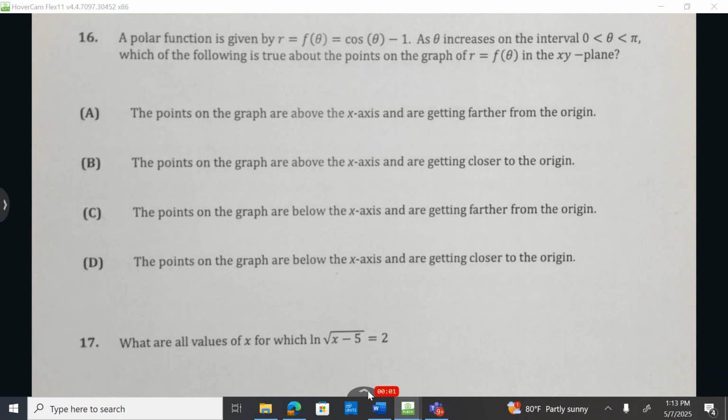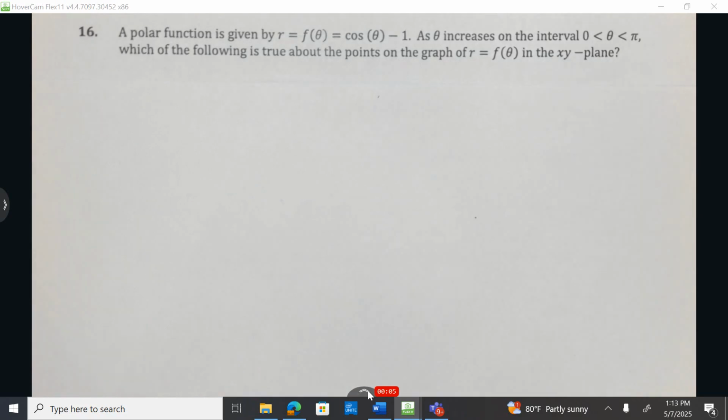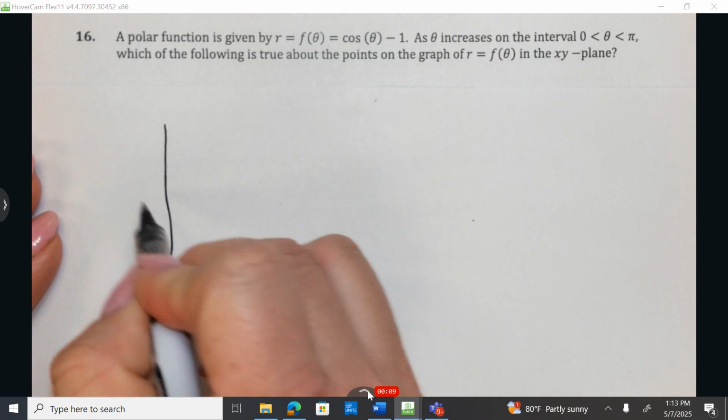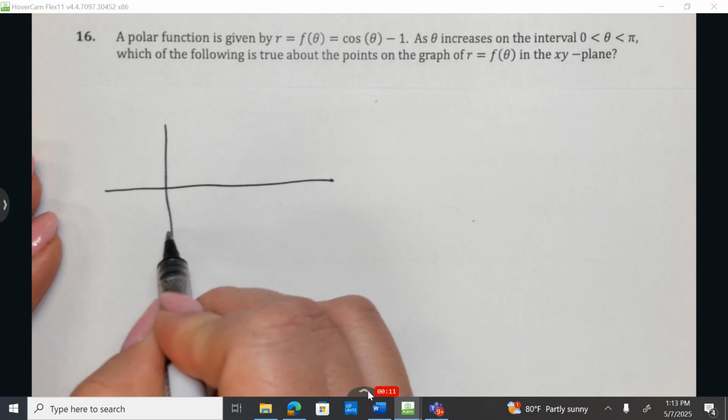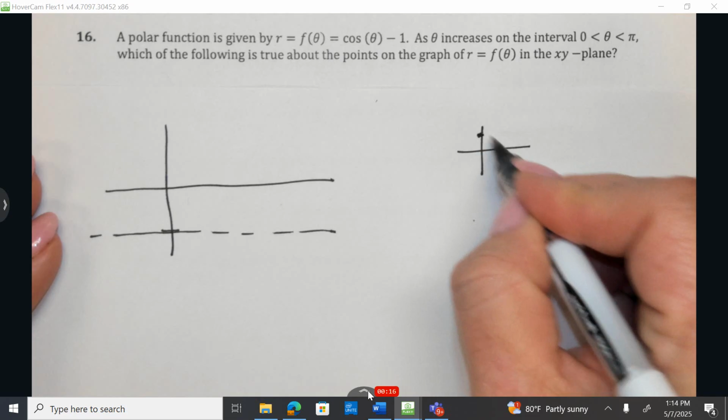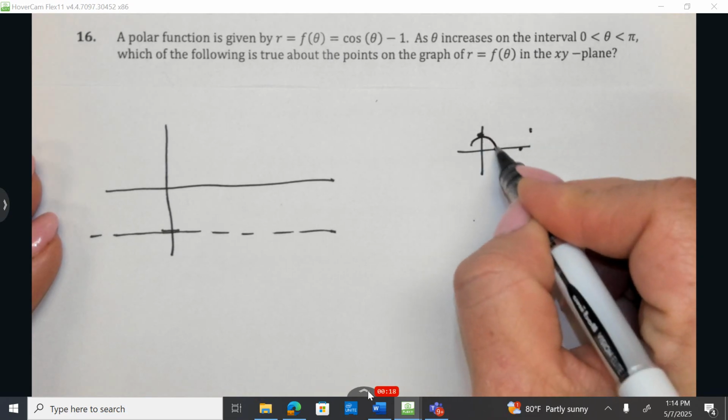All right, we have a polar function problem. So I'm going to go ahead and graph this function. Let's just graph this in rectangular form. I'm dropping everything down 1. Remember that a normal cosine looks like this, so as there's no translation, it looks like this.